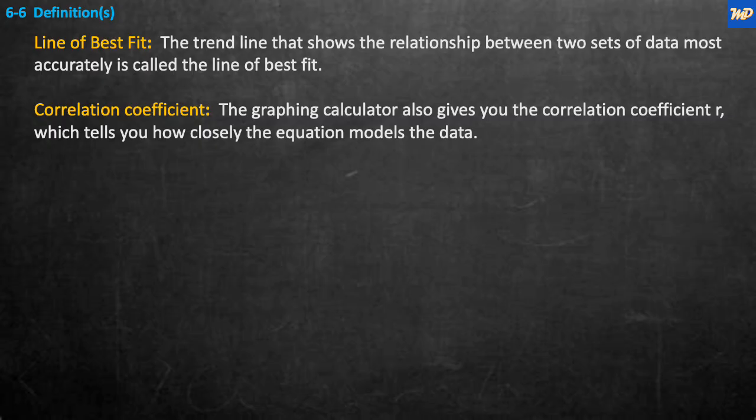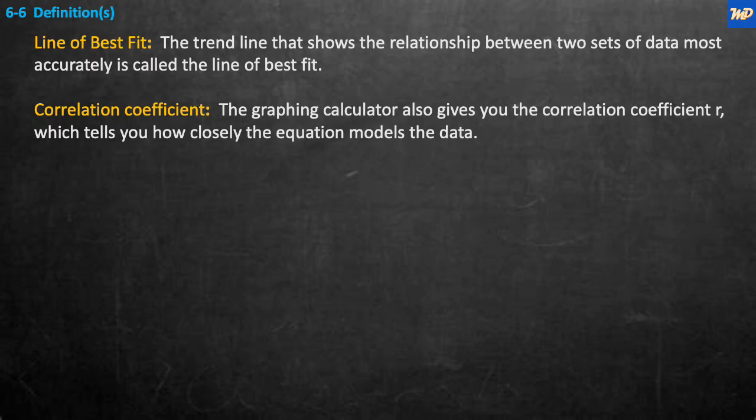Okay, before we dig into the materials here, let's go over a couple of definitions. A line of best fit, a trend line that shows the relationship between two sets of data most accurately, is called a line of best fit. We'll address that in the very beginning. And then the correlation coefficient. The graphing calculator also gives you the correlation coefficient. We're going to call it R here, which tells you how closely the equation models the data.